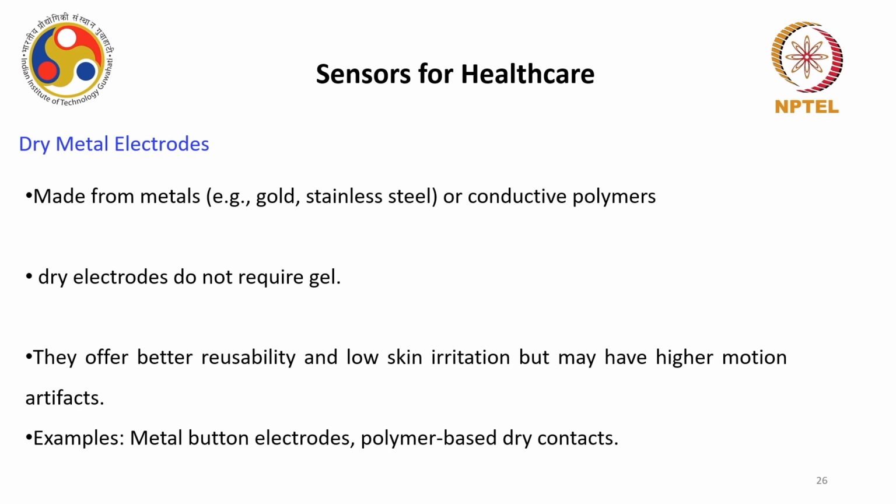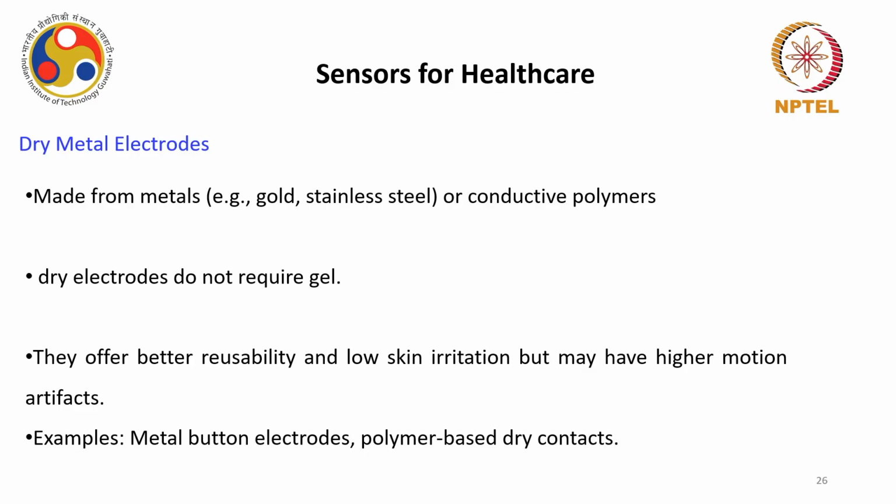Dry metal electrodes are made up of metals including gold, or cost effective ECG electrodes are made of stainless steel, or sometimes conductive polymer based electrodes. As the name suggests, they do not require any gel, so they offer better reusability and very low skin irritation, because you are not applying any external gel. But they may have higher motion artifacts. You have metal button electrodes or polymer based, dry contact based electrodes.